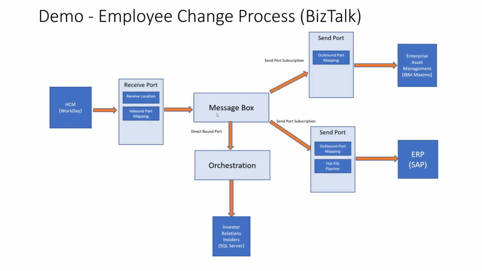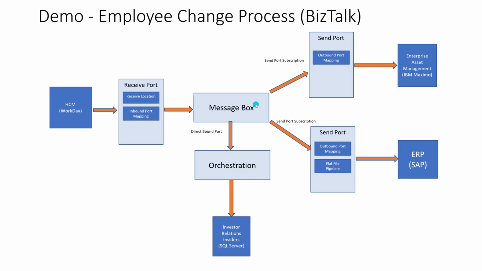Now, this is where the subscription, the sub part of pub/sub comes into place. So we've got some different options in terms of how we subscribe to messages in BizTalk. If we do need an orchestration, we can use a direct bound port on our orchestration to go ahead and process that info. So in this case, maybe we need to go ahead and update an investor relations insiders database if the employee is of a certain level, because they might be considered an insider. We need to go ahead and track it, and we want to do some logic, so maybe we need an orchestration to help from that perspective.